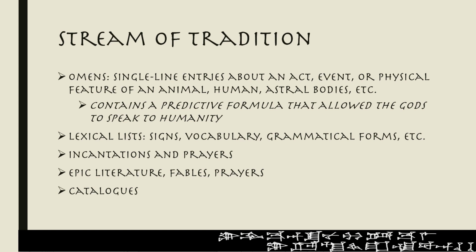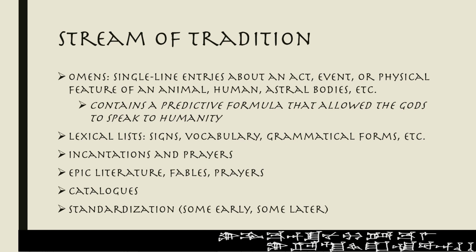And finally, catalogs. So catalogs were used to take inventory of what was there, perhaps on the shelf or in the collection. These are the different parts of the stream of tradition. Now, there was some standardization. You might hear the word canonization, often put in quotation marks. This standardization showed, as time went by, when scribes copied these texts, they copied them in a standardized form.